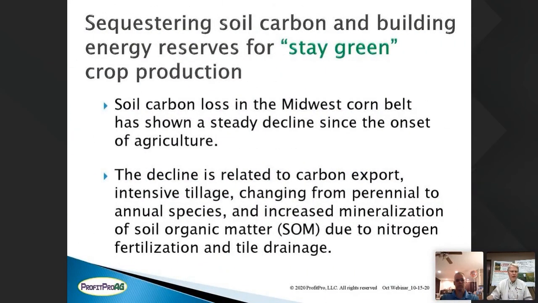So we call it the stay green effect, building energy. And that's very, very important. And so when we see a decline in carbon, we usually see excess tillage. We see changing from perennials to annuals, lack of proper crop rotation, increased mineralization of the organic matter due to high nitrogen applications, which actually burns it out. There's been a lot of studies over the years, and it'll impact the drainage of that soil also.